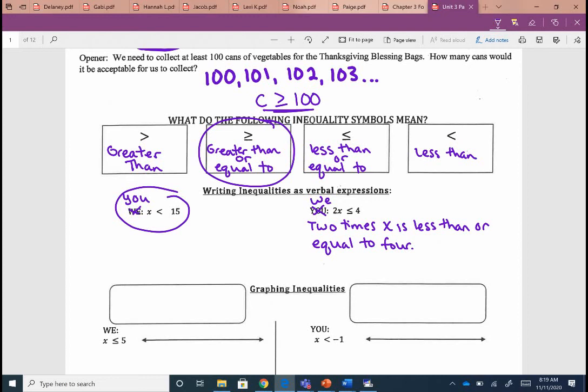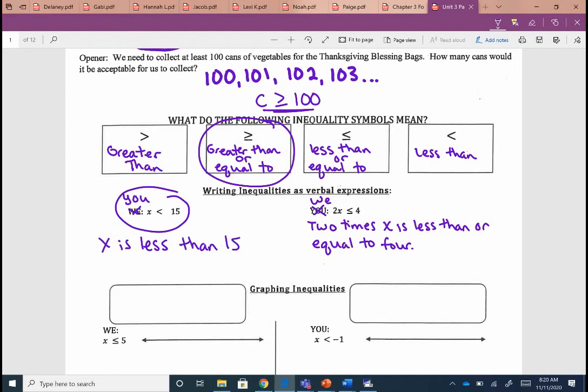All right, so what do we think, guys? We're going to start with x, but then what's the correct symbol, or the correct phrase for that symbol? X is what? What does it match? Nope, it matches less than. So x is less than 15.